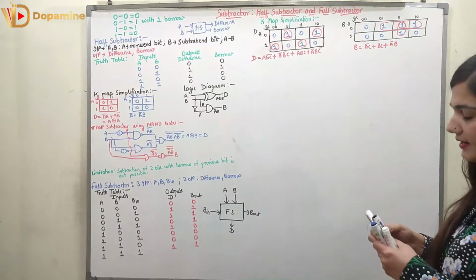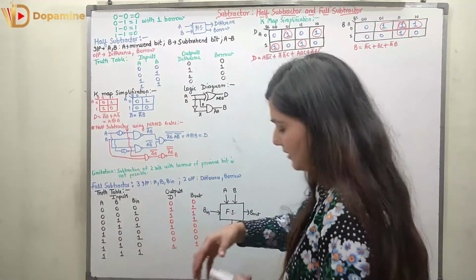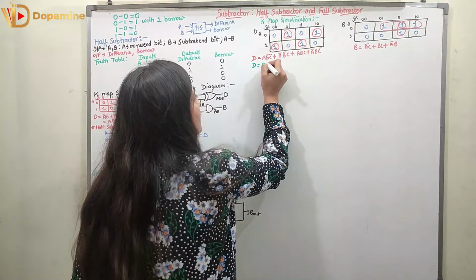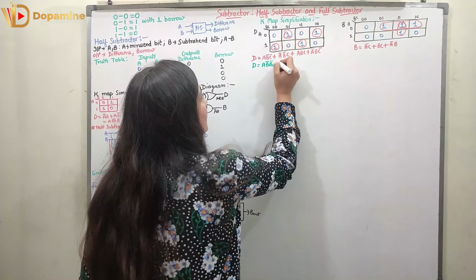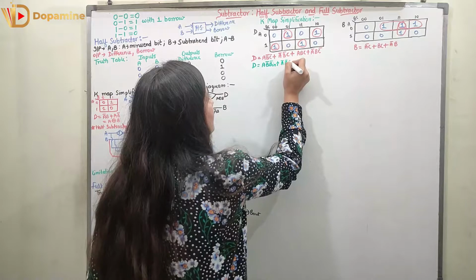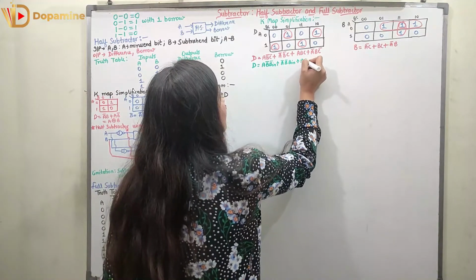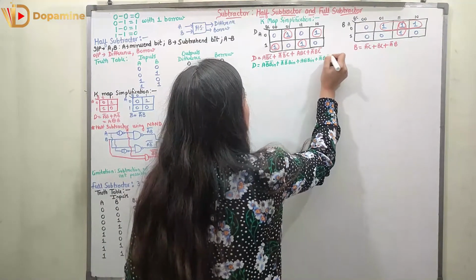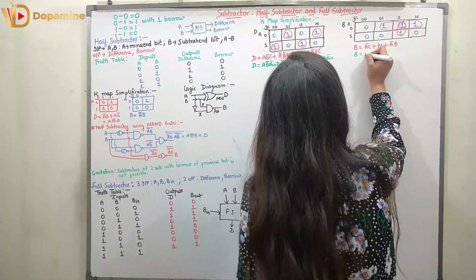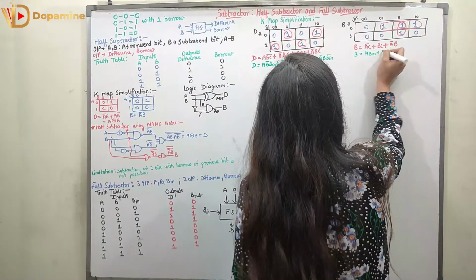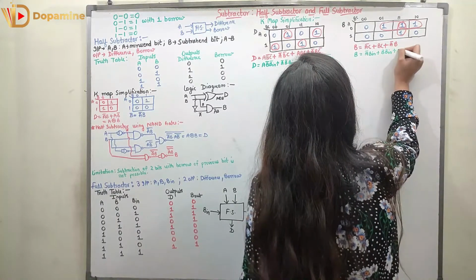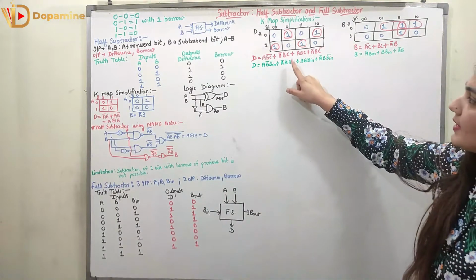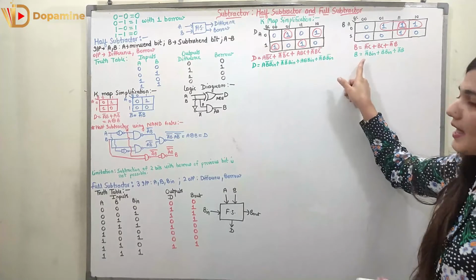So now if I represent C, what is C over here? C is B in, right? So let's replace C with B in. So difference can be represented as A B bar B in bar plus A bar B bar B in plus A B B in plus A bar B B in bar. Similarly, borrow can be represented as A bar B in plus B B in plus A bar B, right? So now I hope you understood how I have made the logic for D and the B, right?